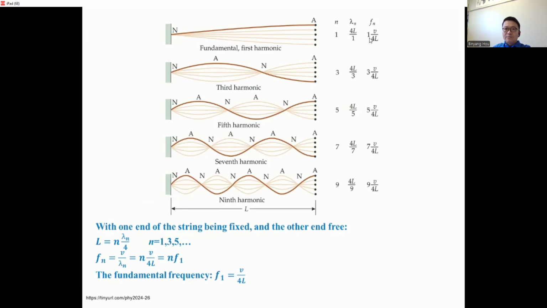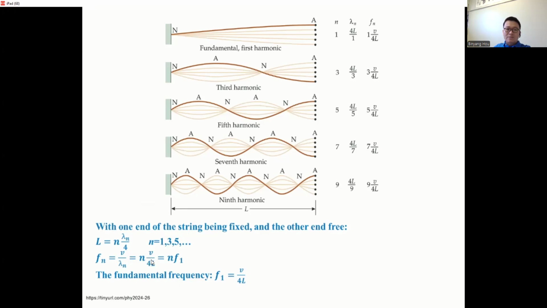And frequency is V divided by the wavelength. So V divided by 4L times 1, and then V over 4L times 3, V over 4L times 5. Basically it's V over the wavelength column, and you get your frequency there. If we summarize, for each of the harmonics, L is equal to n quarters of wavelengths, where n equals 1, 3, 5, etc. The frequency of the nth harmonic will be V divided by lambda n, and lambda 1 is equal to 4L in this case.